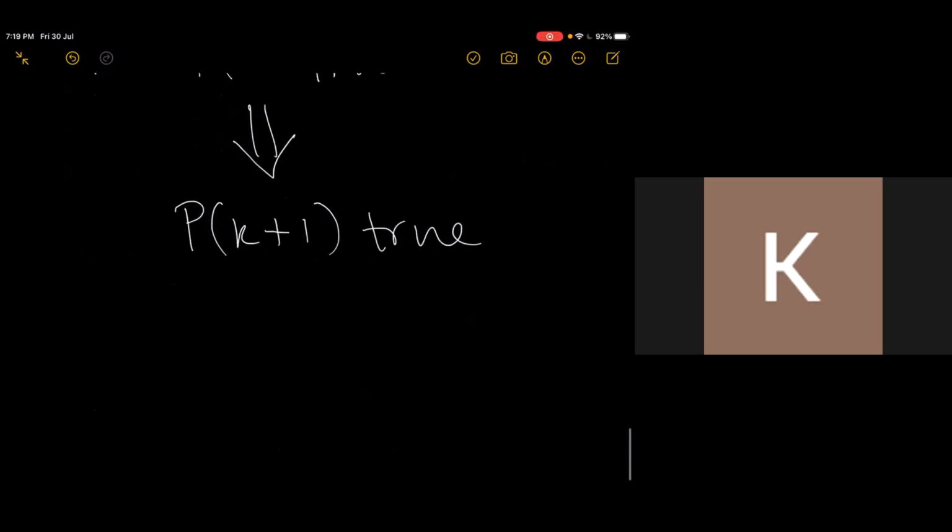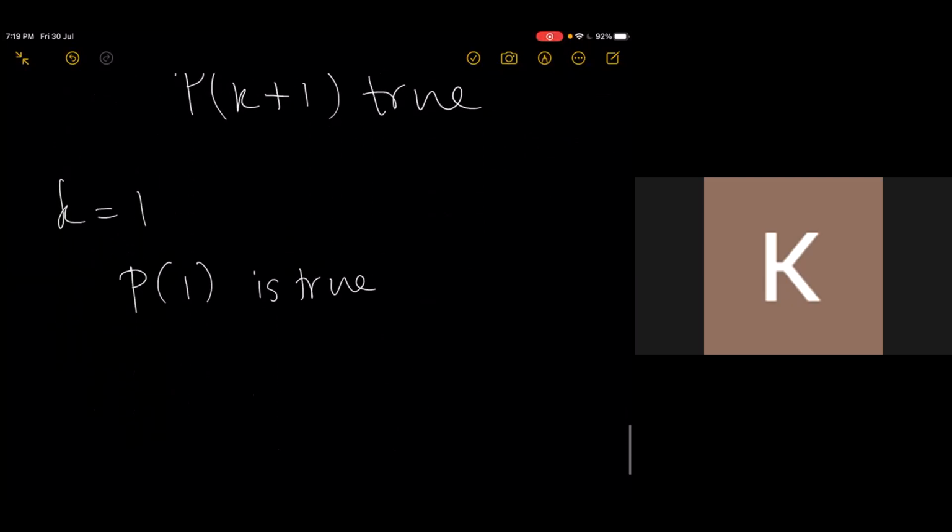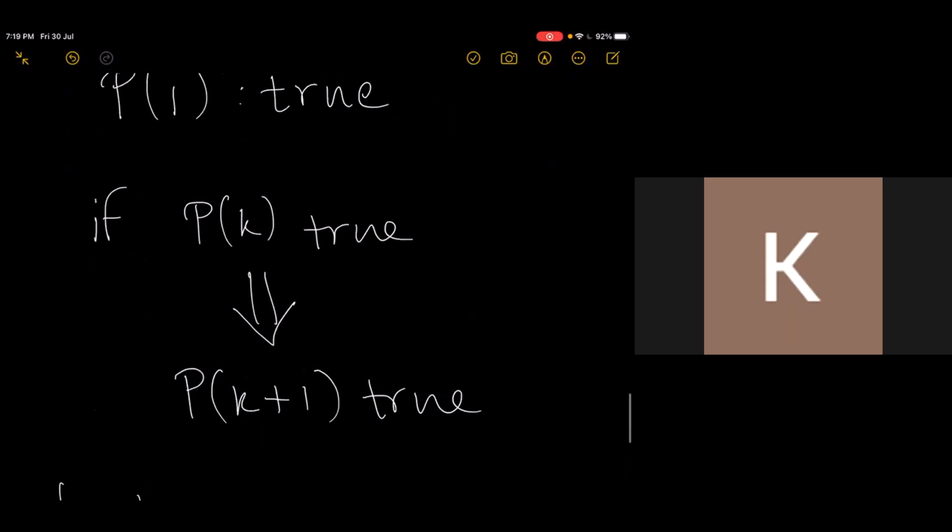So if I put k equal to 1, what do I get? P1 is true, I know that. Now if Pk is true, then Pk plus 1 is true. So if P1 is true, then P2 must be true.